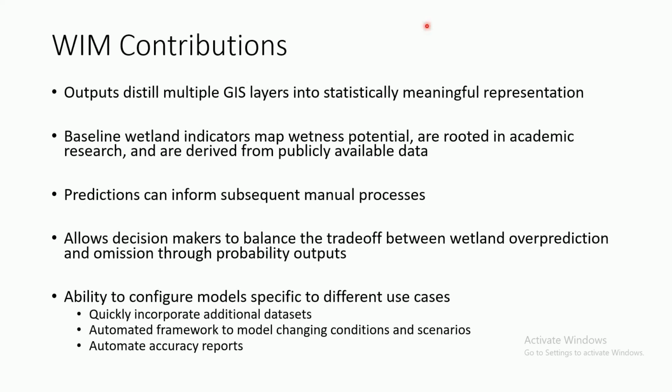And finally, WHIM allows the ability to configure models specific to different use cases. By that, I mean you can quickly incorporate additional data sets that maybe your area of interest has. You can do so in an automated framework where you can model changing conditions, you can model different scenarios, but just know that the manual efforts are pretty limited because WHIM will run through this framework for you. And finally, WHIM offers automated accuracy reports. So as you run all of your different model iterations, you can quickly generate some statistics to summarize the results.